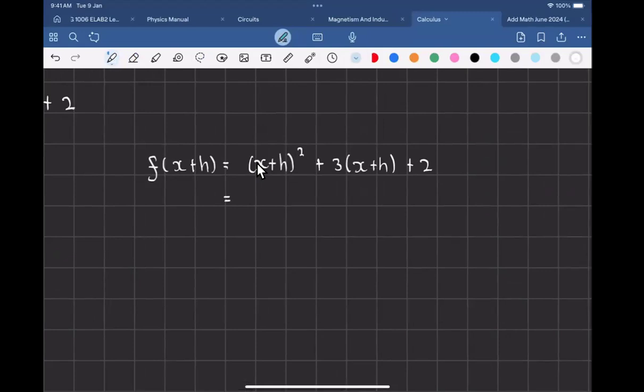Kiara, I believe you did that part correctly. Tell me what you get. You get x squared plus 2xh plus h squared plus 3x plus 3h plus 3. Wait, that's supposed to be 2. Look at the question. What was f of x? f of x is equal to x squared plus 3x plus 2.